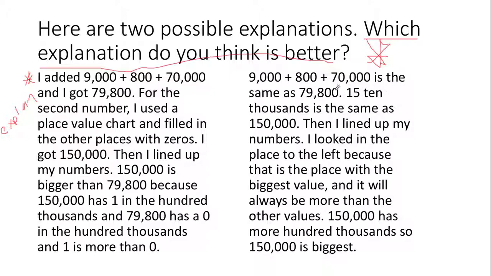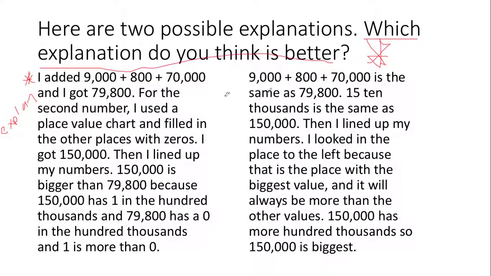9,800 and 70,000 is the same as 79,800. 15 10,000s is the same as 150,000. Then I lined up my numbers. I looked in the place to the left because that is the place with the biggest value, and it will always be more than the other values. 150,000 has more 100,000s, so 150,000 is biggest.